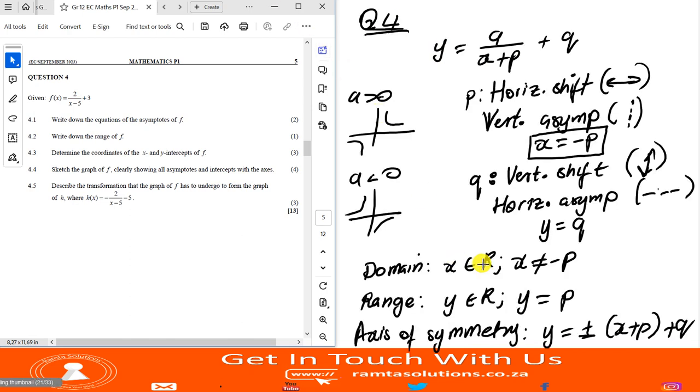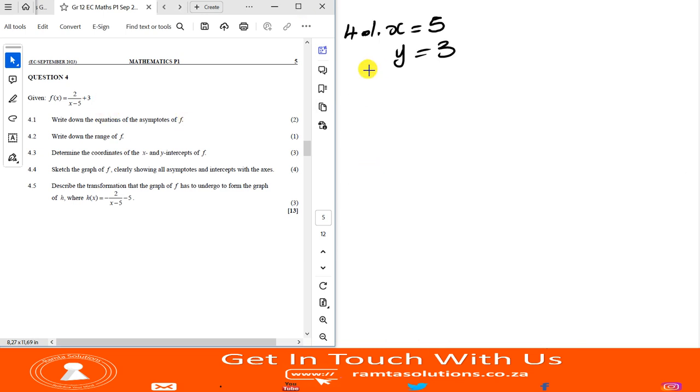Remember, in the notes I made, the vertical asymptote is x equal to negative p. I said p is negative 5, so negative times negative 5 is positive. Hence, x is equal to positive 5. Q is positive 3. Perfect.